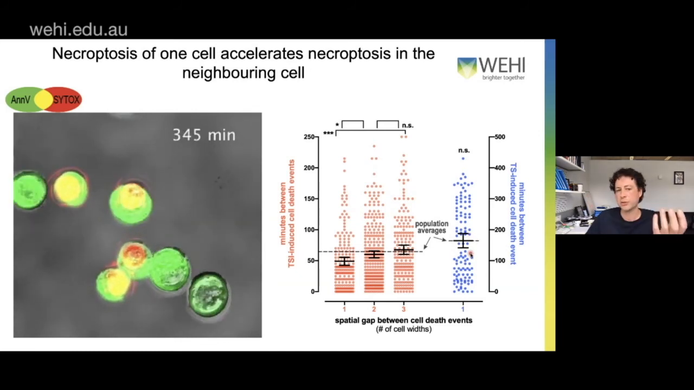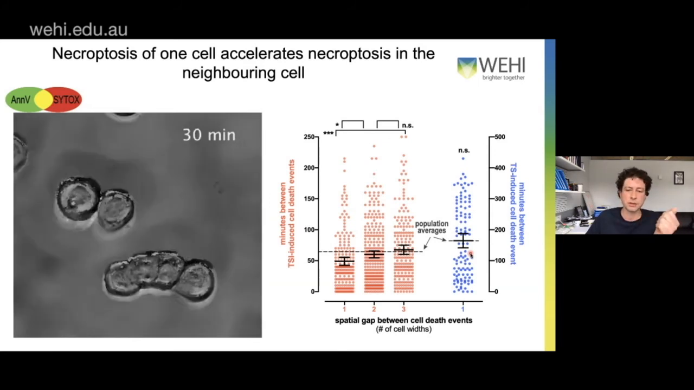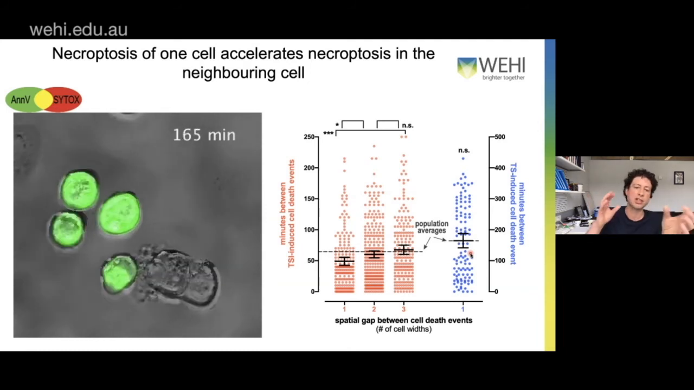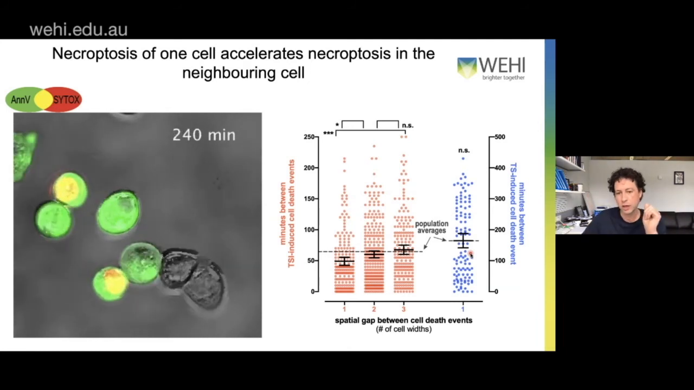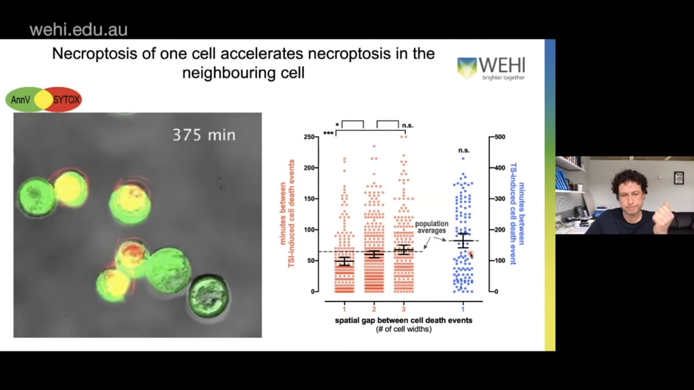And if you look at cells that don't have junctions, for example U937 cells, which are non-adherent, even if they're direct neighbours, there doesn't seem to be any coordination between when those two direct neighbours will die. So basically necroptosis has this contagious-like property.